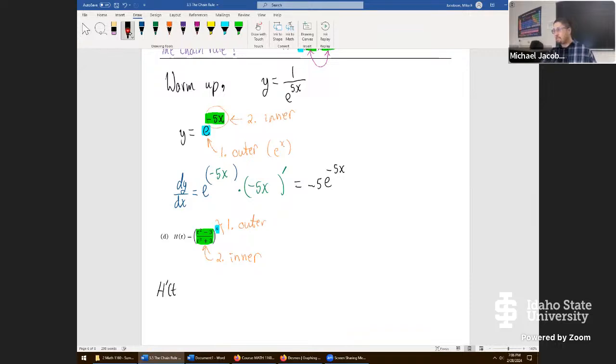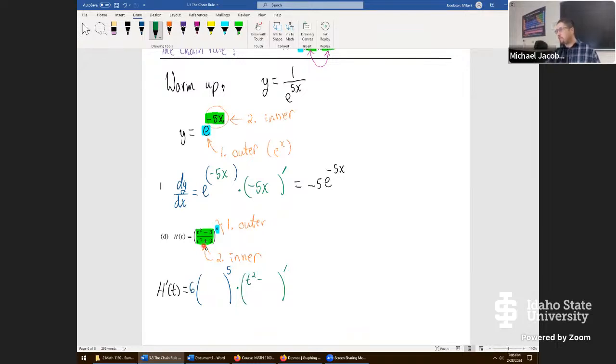H prime of t will be first, following the color coding and the steps we wrote out, differentiate the power 6 function. Power rule says 6 becomes a coefficient, and the new power is down by 1, so a power 5. But then we have to multiply by the derivative of that thing. So we'll go like this.